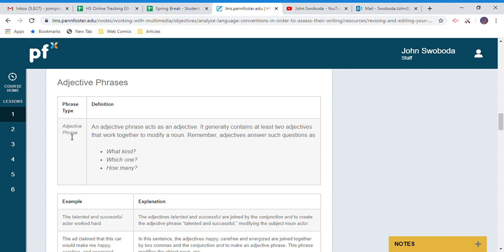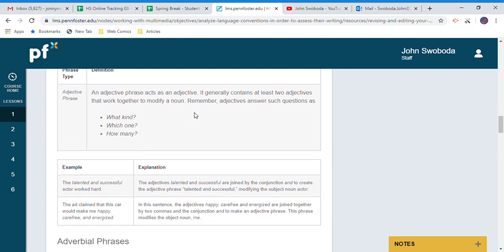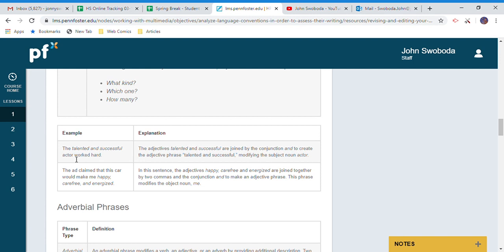Adjective phrase describes a noun, right? That's what an adjective does. An adjective describes. So the phrase would act like an adjective on its own. Answer such questions as what kind, which one, and how many. So the talented and successful actor. The talented and successful is describing actor. The ad claimed that this car would make me happy, carefree, and energized. Happy, carefree, and energized is describing me.